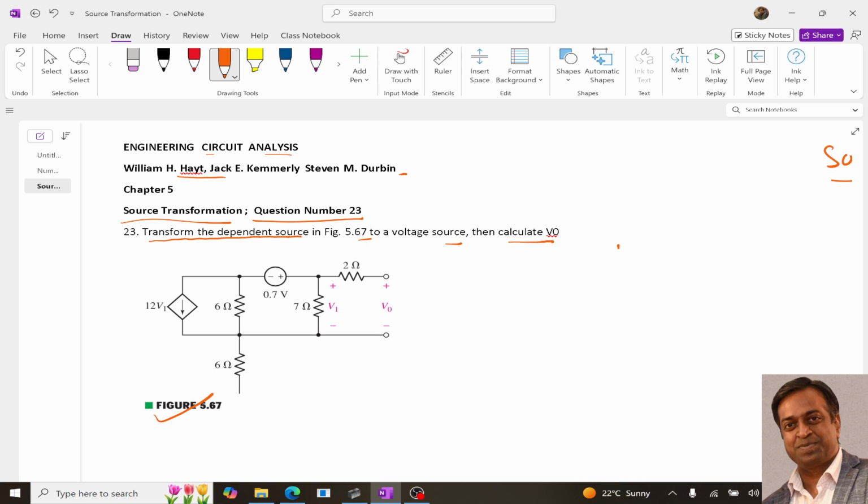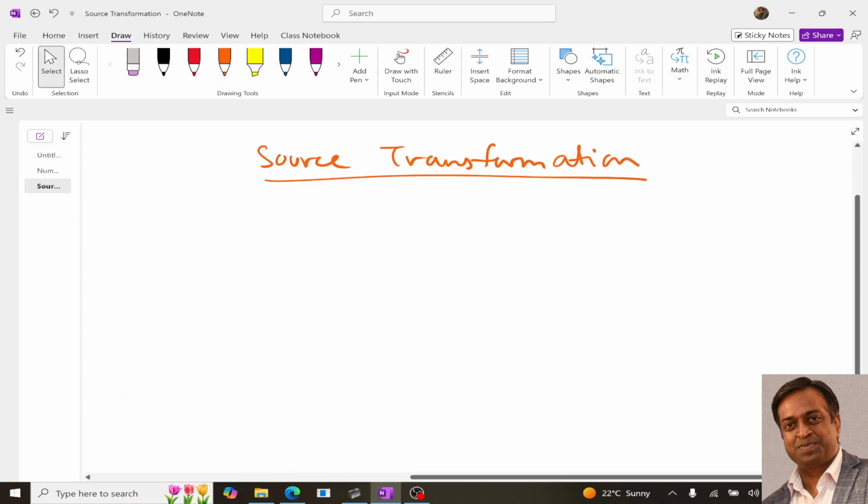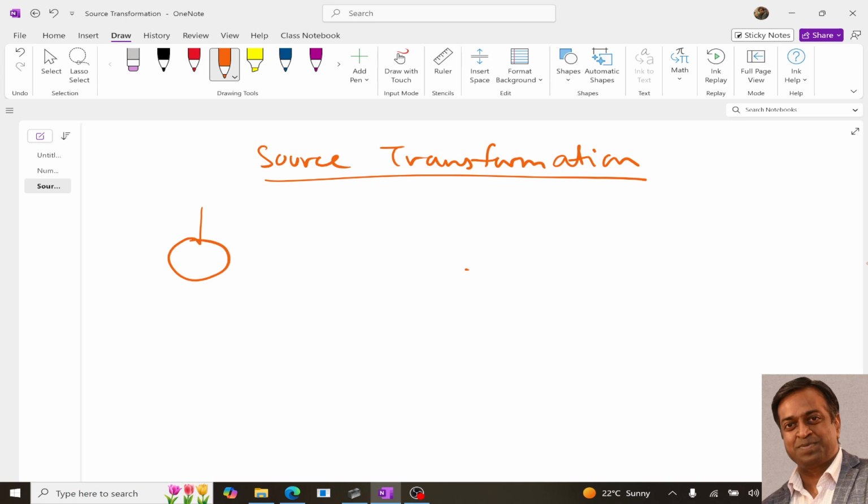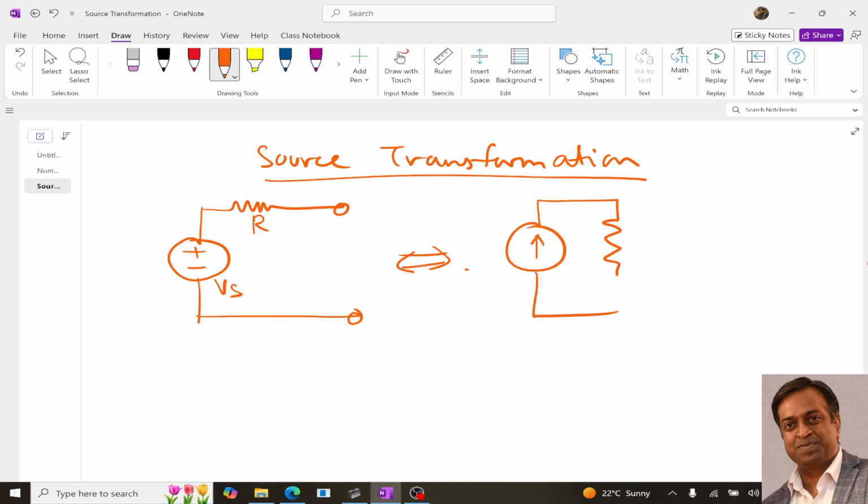Before solving this, let me give you a quick revision of what source transformation is. Source transformation simply says that we can transform any voltage source into a current source and any current source into a voltage source. How can we do it? Suppose we have a battery Vs in series with a resistance R, then we can transform it to a current source in parallel with the resistance.